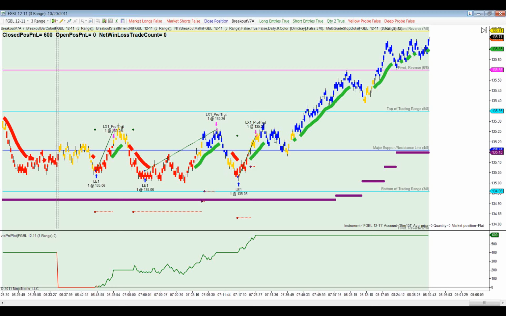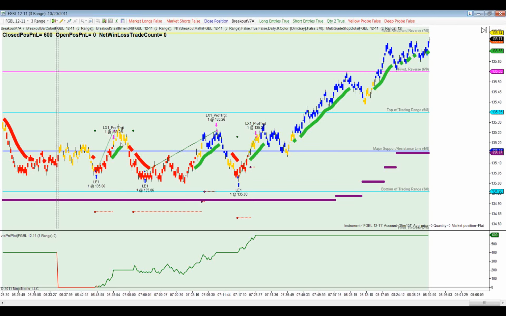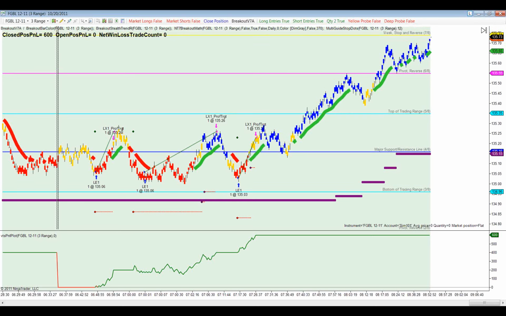The other is to try to go for the runner, or you can use a combination. If you're trading two contracts, you can take one for 20 ticks and then maybe back to break even. Take the other one for 20 ticks, back to break even, and then 20 ticks. Let me show that.